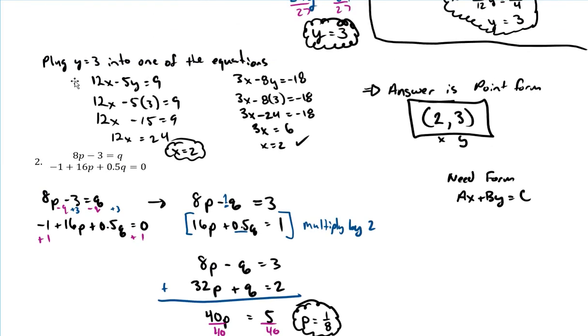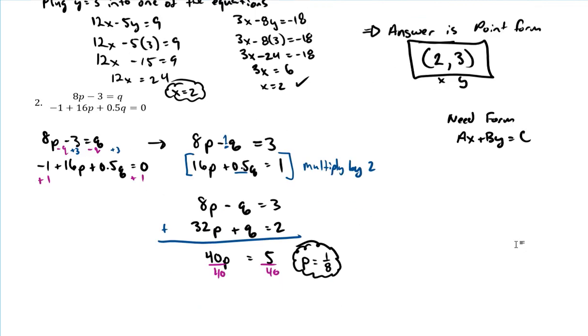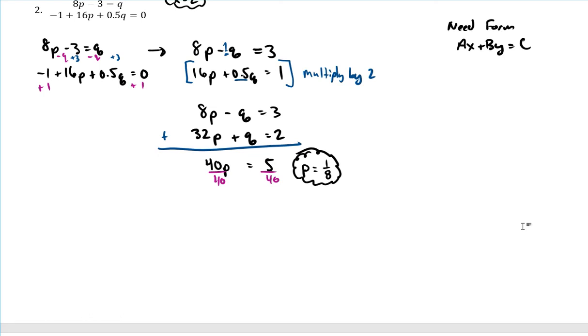There's our p value. Now at this point, you could do what we did in the last one and just plug it into one of these equations and continue solving. That would get you the answer. Another way to do it, let's go back to this one. So the 8p minus q. So I'm just rewriting the original one that we wrote above once it was in the correct form. Another way to do this is eliminate the other variable. So again, I could plug that 1/8 in. I could, if I want to, just eliminate the other letter.